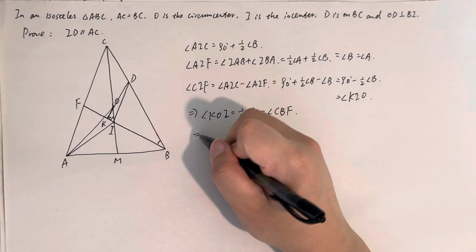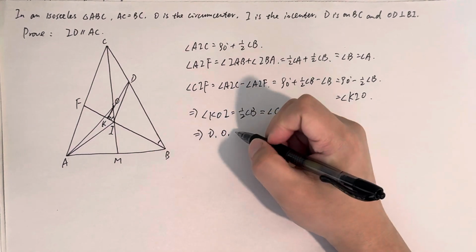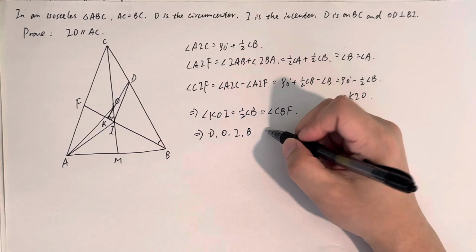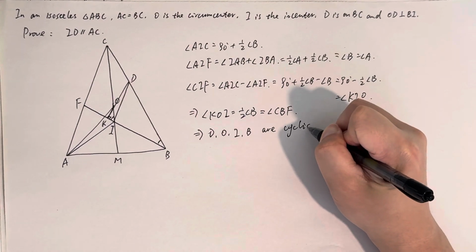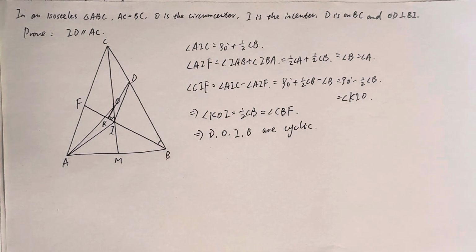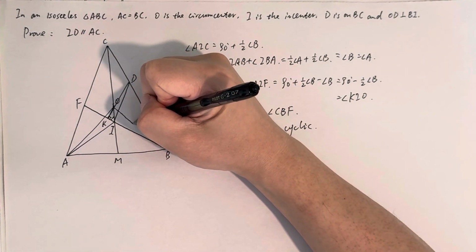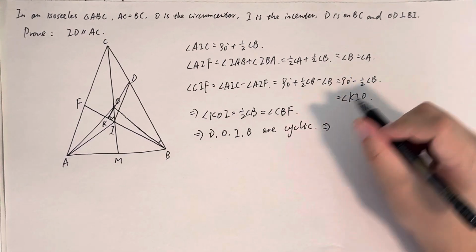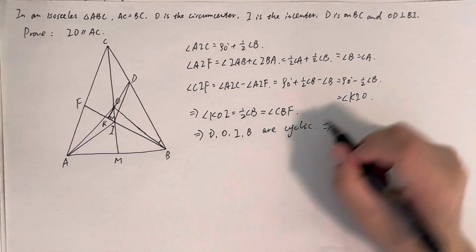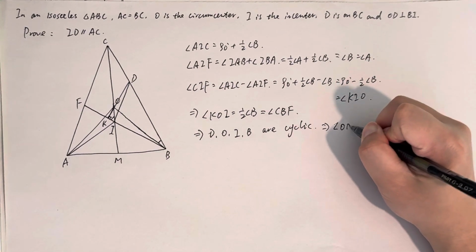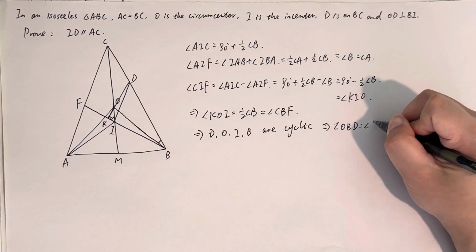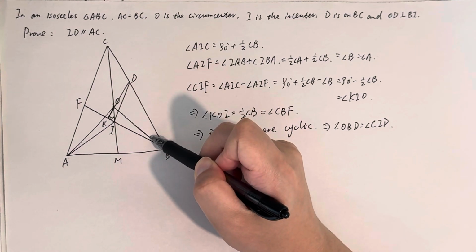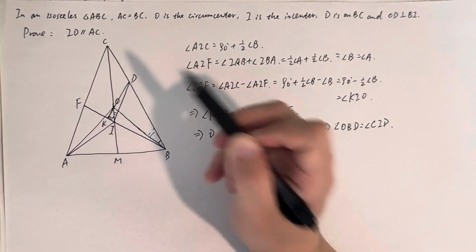Right? That means D, O, I, B, these 4 points are cyclic. So based on that, we can connect OB, and we know because OIBD are cyclic, we know that angle OBD equals angle CID, right? Angle OBD, this angle, equals this angle.